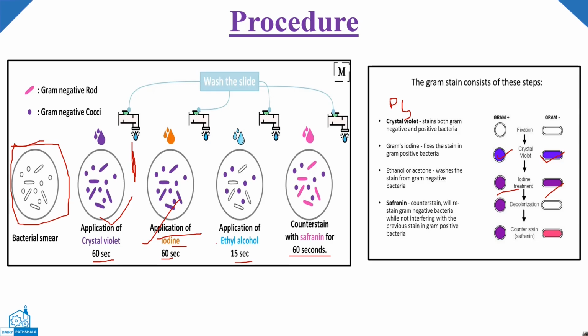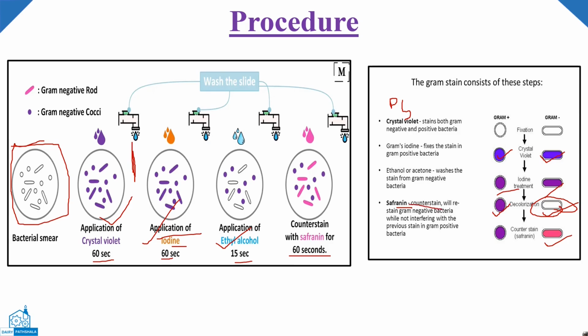Then we add the decolorizer, that is ethyl alcohol, ethanol. As we add the decolorizer, the color of gram negative bacteria is removed, but gram positive still retains the color. After adding the decolorizer, this has no color, so we should add some stain. We add safranin, which is pink or red in color, also known as the counter stain.